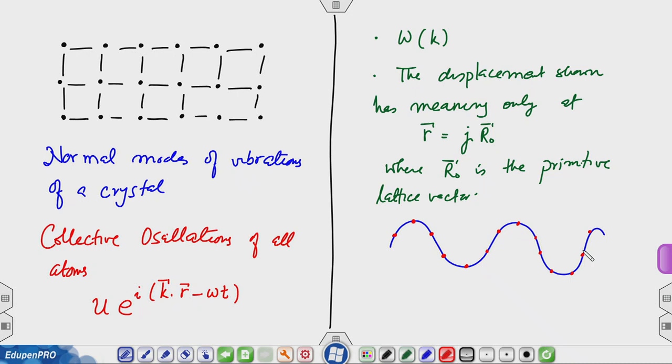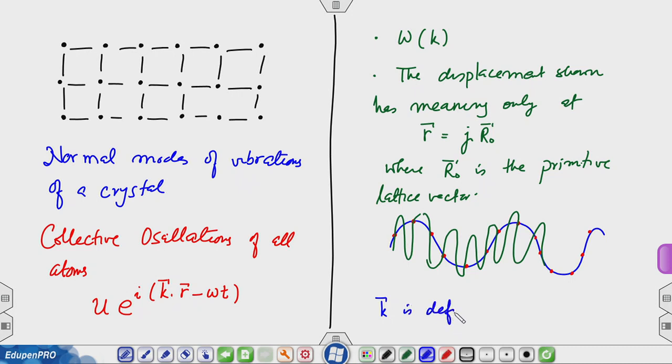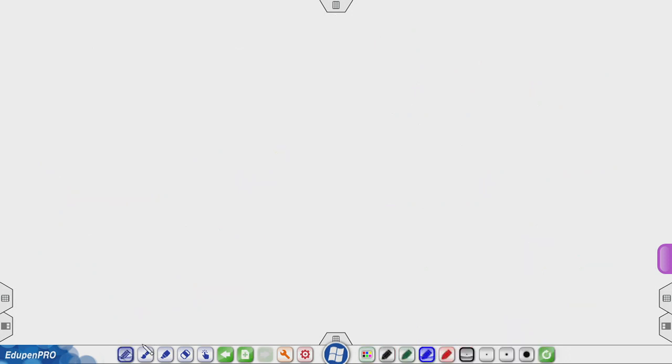And therefore, we also saw, and I gave you this as a practice problem also, that you can also describe the same displacement through a different k. So, k is defined modulo g, where g is the reciprocal space vector. So, k, a given k within the Brillouin zone describes the same motion as k plus g. So, this is the kind of motion that atoms are performing.